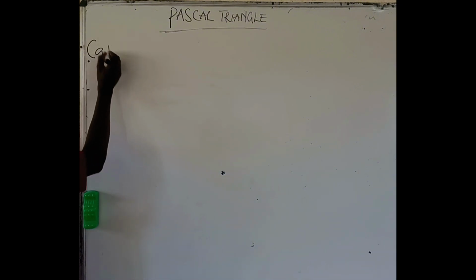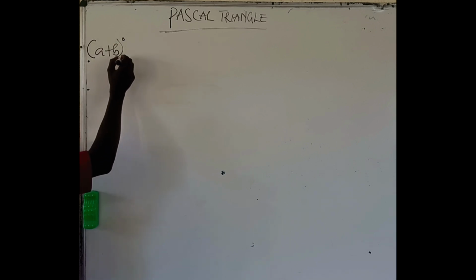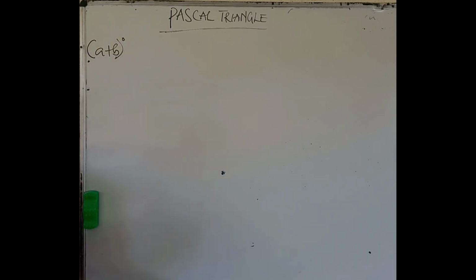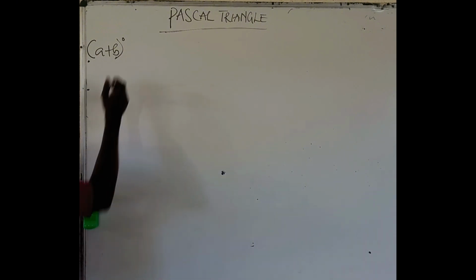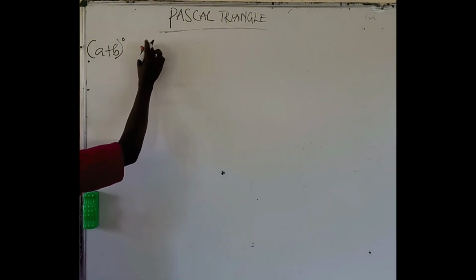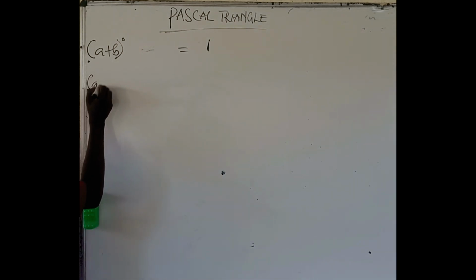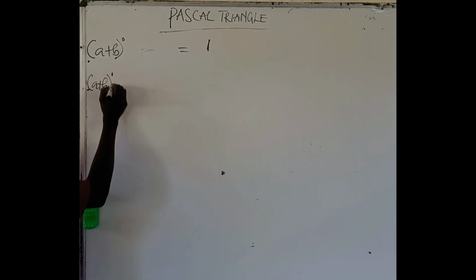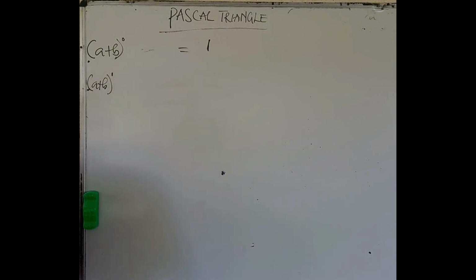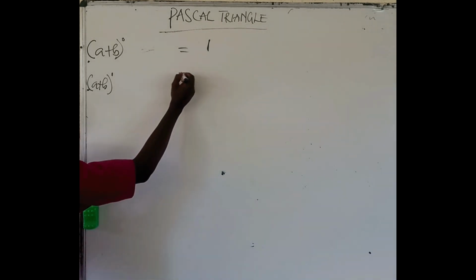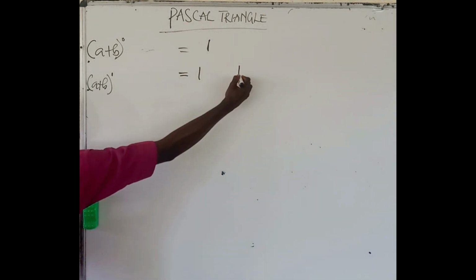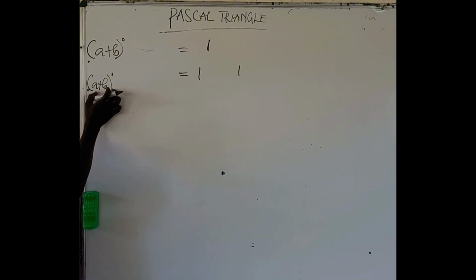When you have a plus b raised to the power 0, we all know that anything raised to the power 0 is 1. So, a plus b raised to the power 0 is going to be 1. Let's look at a plus b raised to the power 1. A plus b raised to the power 1 means a plus b in 1 place. So, the Pascal triangle is going to be 1, 1, because by the time you expand this, the coefficient of a is going to be 1 and the coefficient of b is going to be 1.